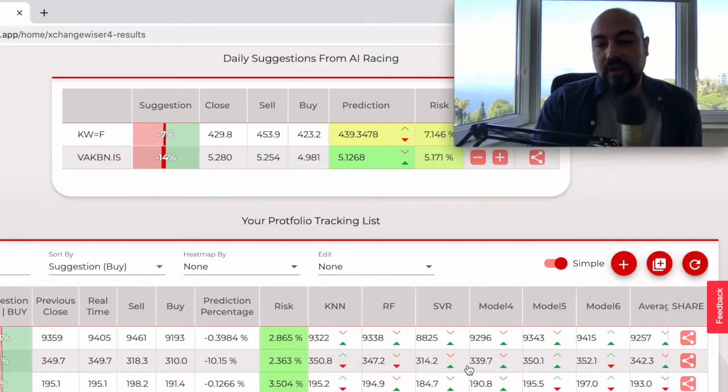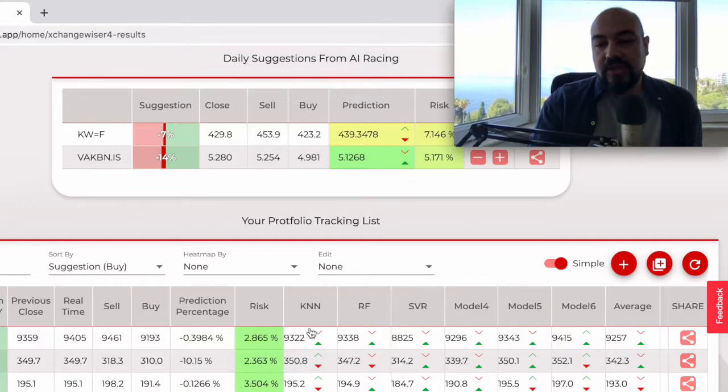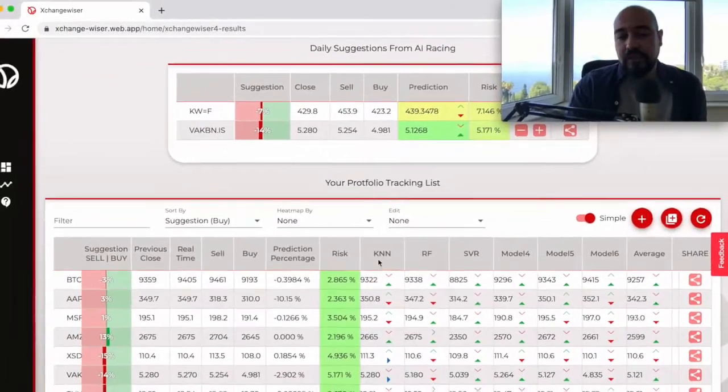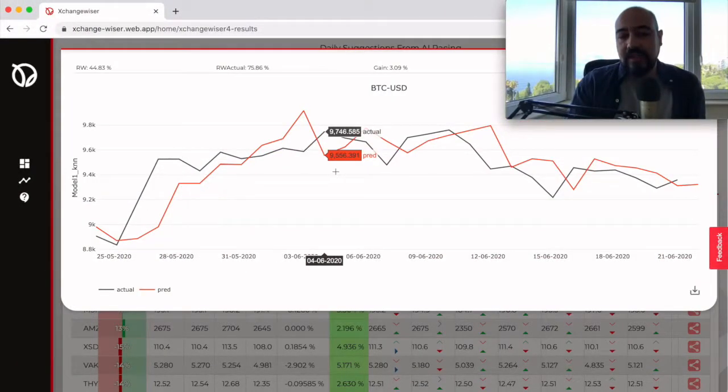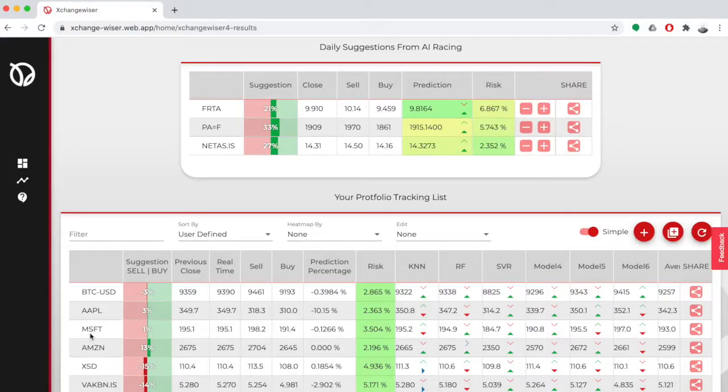And there are 6 algorithms in here which are calculated by using AI, artificial intelligence. One of them is the k-nearest neighbors, random forest, support vector regression, and there are other algorithms in here. And you can see the backtest of this KNN algorithm in here. So random walk actual means that in 75% of cases this algorithm was successful in understanding the direction of this investment tool, and you can see the history of this prediction over time.